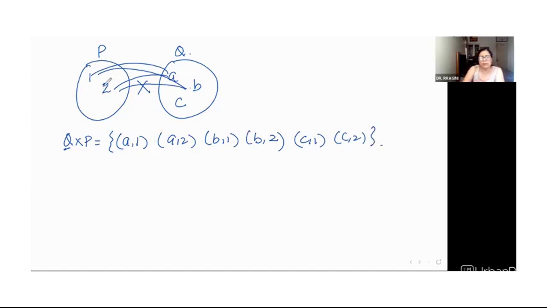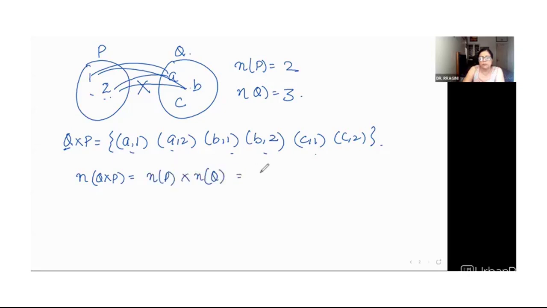I hope things are clear. Again, you can see the cardinal number of P is 2. The number of elements here is 2 and the number of elements in Q is 3. So the total number of ordered pairs in Q cross P is n of P times n of Q. That is 2 times 3, which is 6. Right? So this is the Cartesian product.